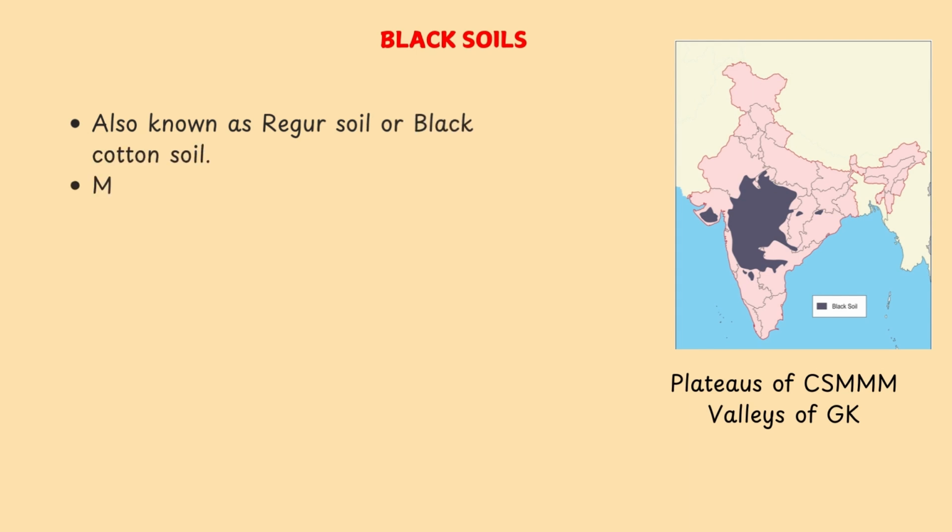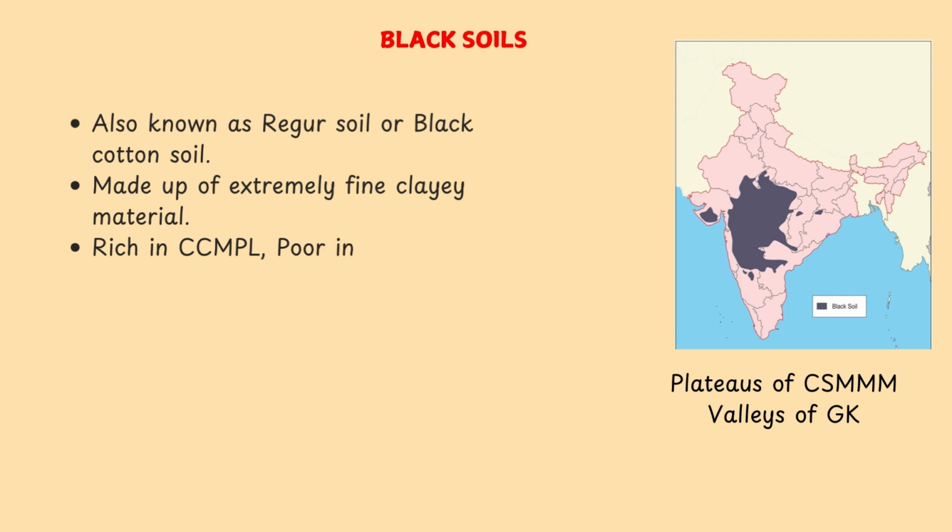Now, moving on to the next type of soils, the black soils. These are black in color, and so these are also known as regur soils or black cotton soils. These soils are made up of extremely fine clayey materials. This soil has the best capacity to hold moisture. This soil is very rich in nutrients like calcium carbonate, magnesium, potassium, and lime, but it is poor in phosphoric content. And this soil is made up of lava flows.